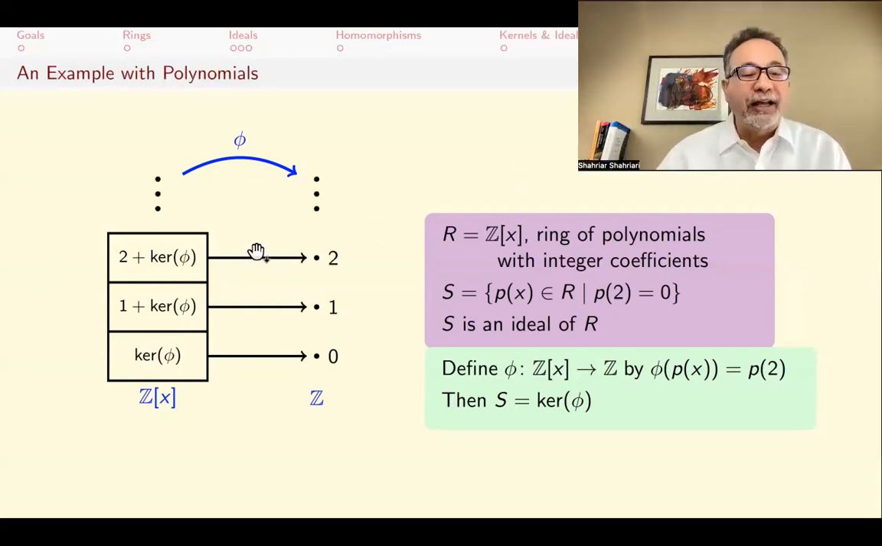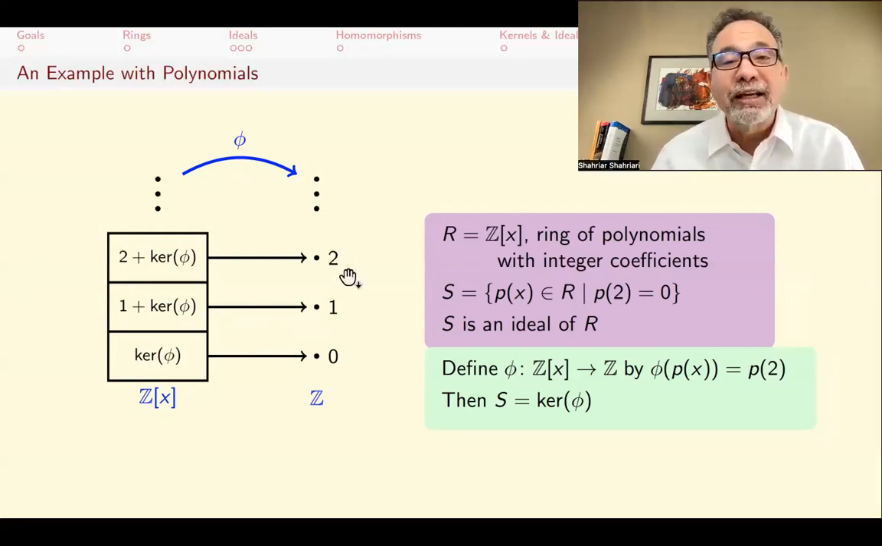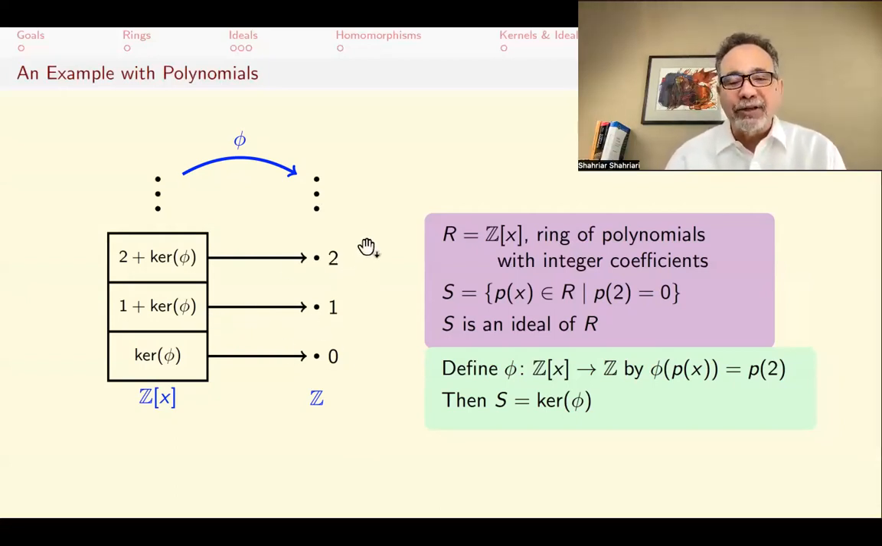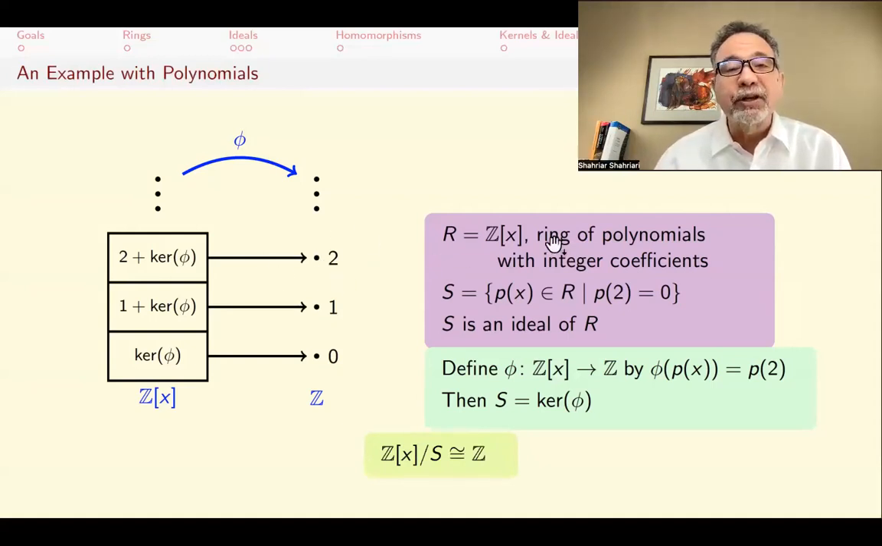So on the left, I have all polynomials, because for all polynomials, when you plug in 2, you get some integer, and on the right, I have all the integers. And the point is that I can treat the boxes on the left-hand side as a ring, because they behave just like the ring on the right-hand side. And for that reason, we say that if you take the ring of polynomials and mod out by, find the quotient ring, mod out by the ideal S, you will get a ring isomorphic to the integers.